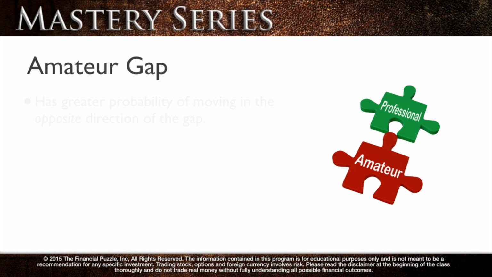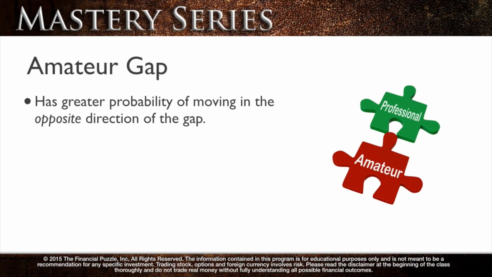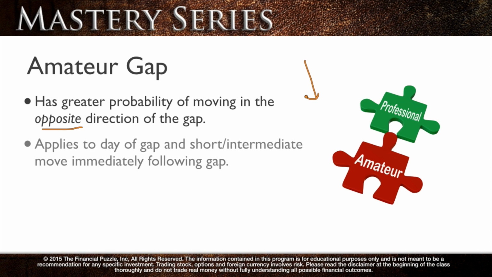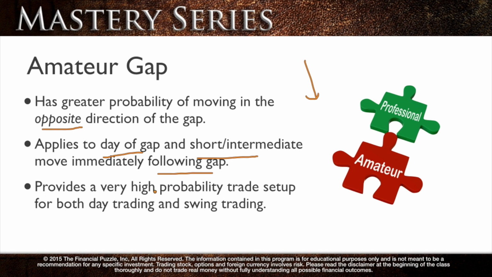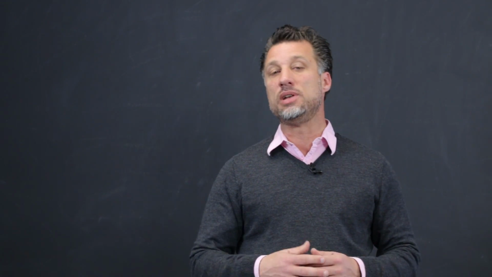Now, an amateur gap, what is that? An amateur gap has a greater probability of moving in the opposite direction of the gap. So if it's gapping up, the greater probability is that it's going to come back down. Again, it applies for both the day of the gap and for the short and intermediate term following the gap, and they provide very high probability trade setups for both day and swing traders alike. When we come back, we're going to go into how to actually rate these gaps so that we can determine whether they're professional or amateur. I'll see you shortly.